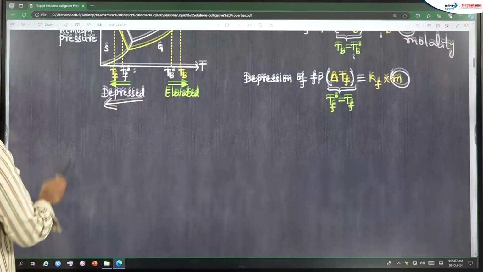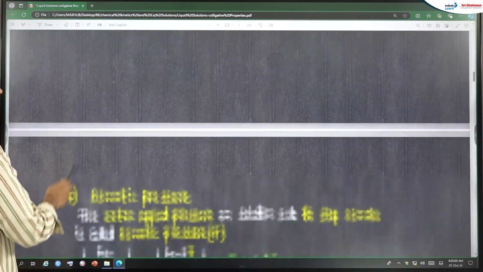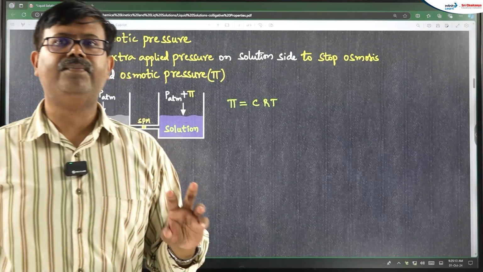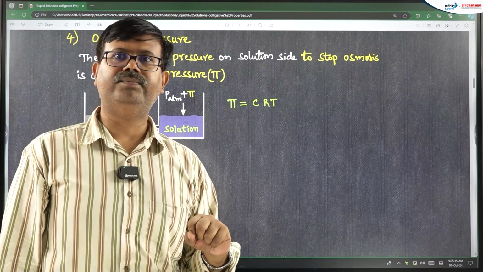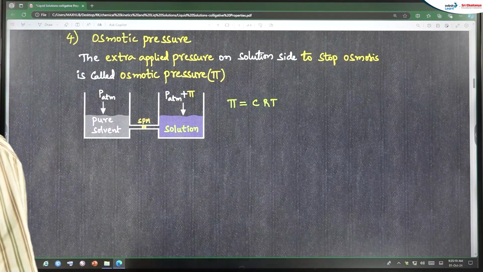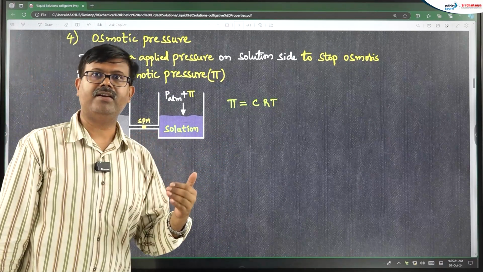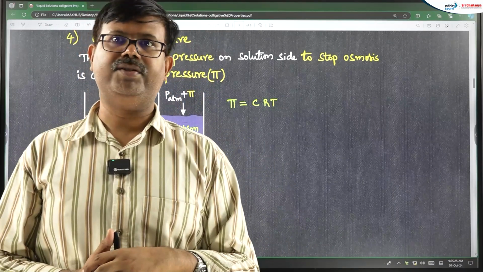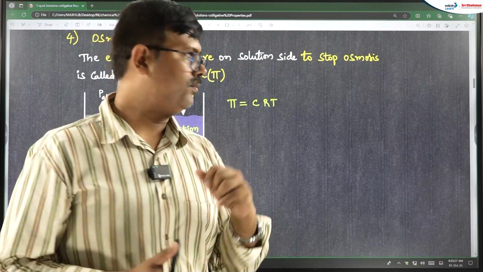Fourth colligative property is osmotic pressure. See, osmotic pressure is another colligative property. What does it mean? First, let's understand what is osmosis. Then we will see what is osmotic pressure.